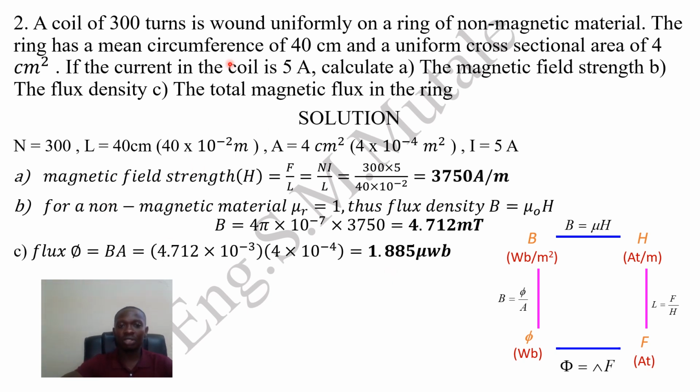And then we go to the last one, which is to calculate the total magnetic flux in the ring. The total magnetic flux, phi, is the product of B and A. B we have just calculated, and milli is 10 to the power negative 3. Then you multiply that by the area. When you do your product, you're going to produce 1.885 microwebers as the total magnetic flux in that ring.